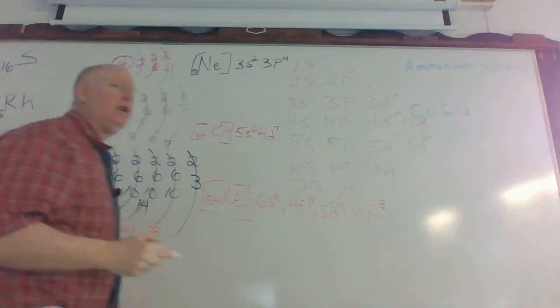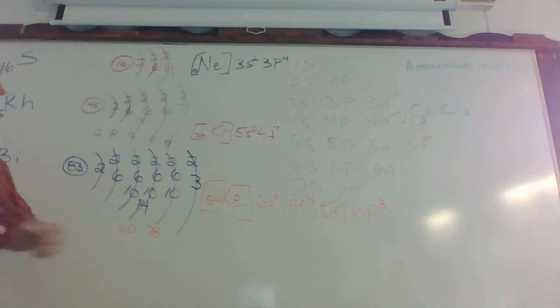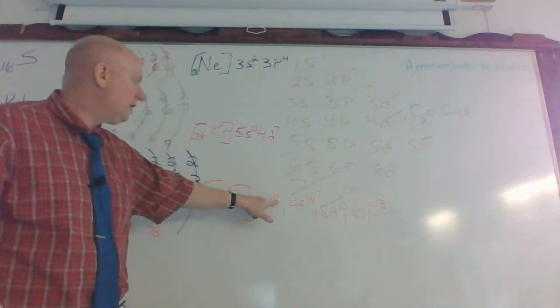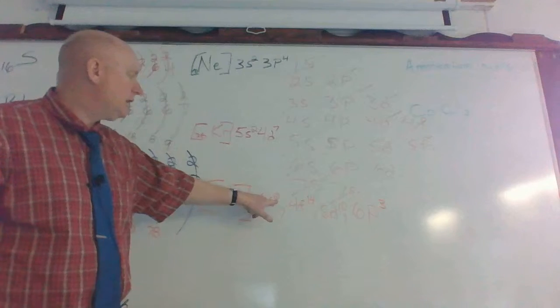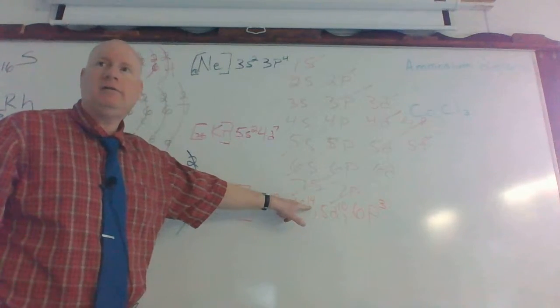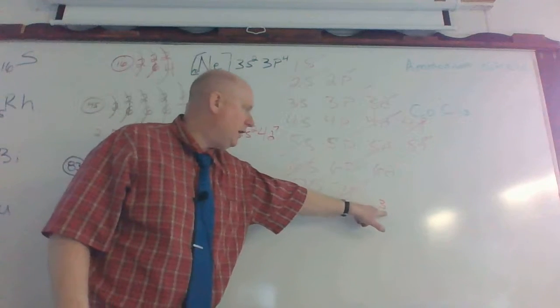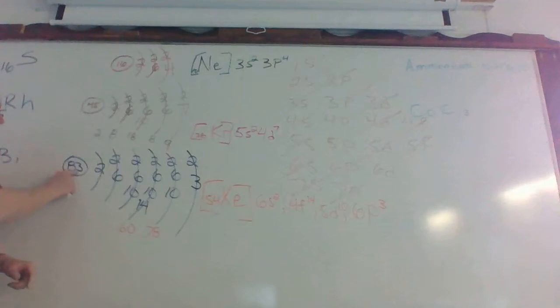There we go. You add all them together. So 54, 56, 56 plus 14 gives you 70. That gives you 80. That gives you 83. Just what we wanted, 83. All right.